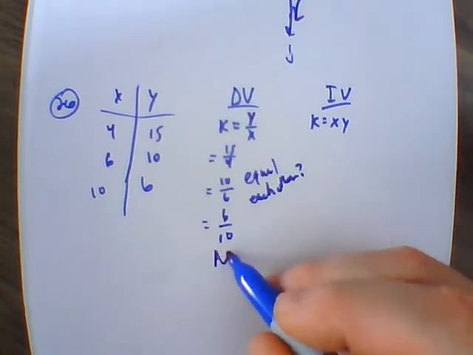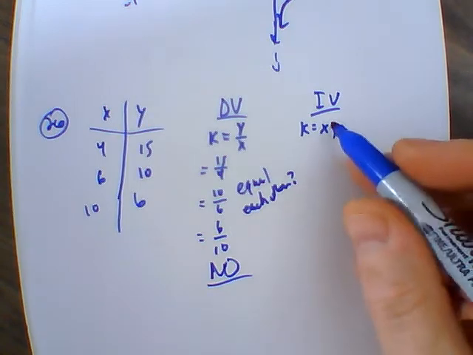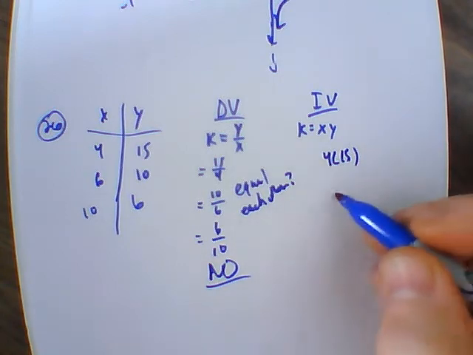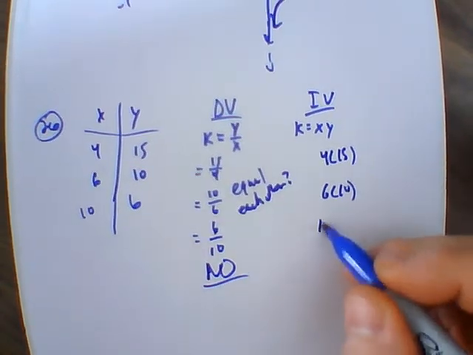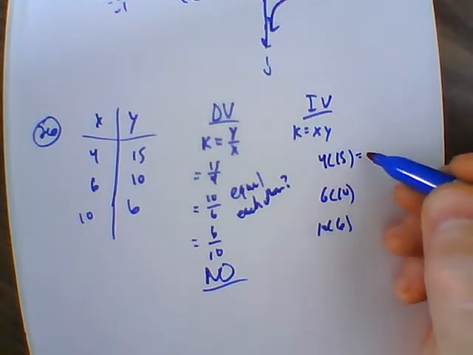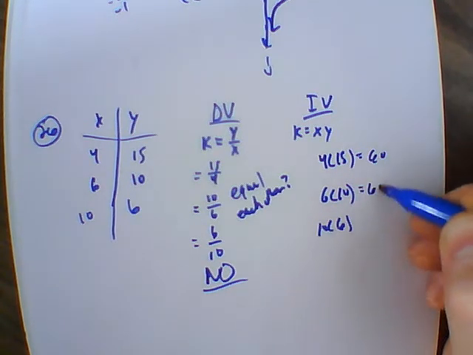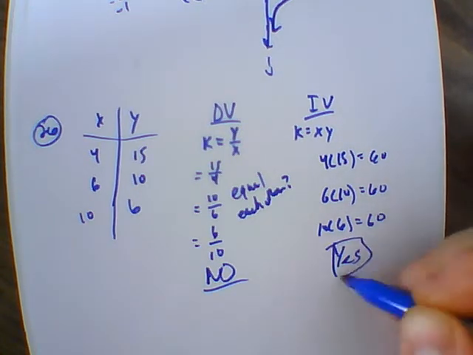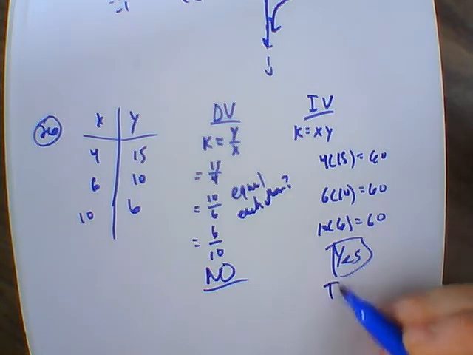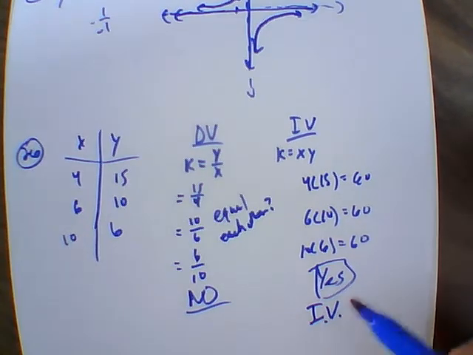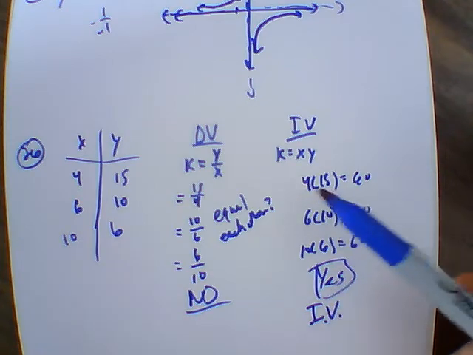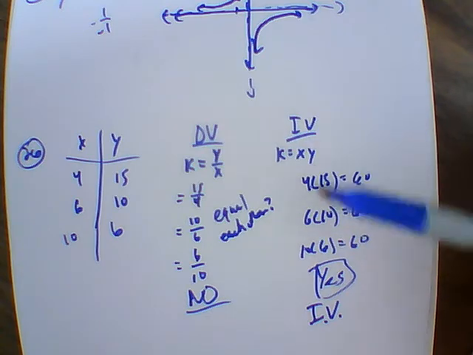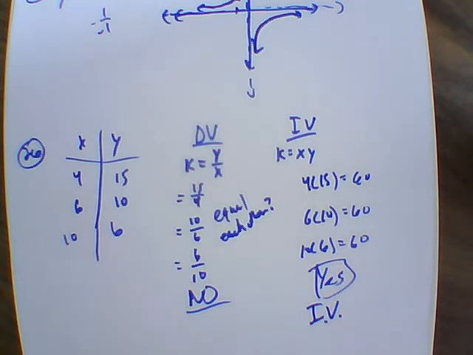this is obviously no. If we come over here and look at x times y, I go 4 times 15, 6 times 10, 10 times 6. Well, 4 times 15 is 60, 6 times 10 is 60, 10 times 6 is 60. So yes, we have inverse variation. Once again, I just use IV as capital letters here for inverse variation. So it's not direct variation. Yes, it is inverse variation for this problem.